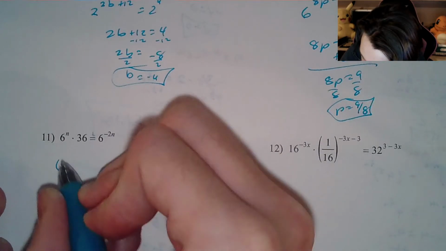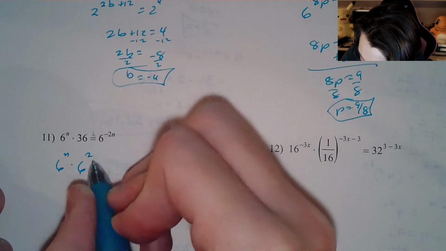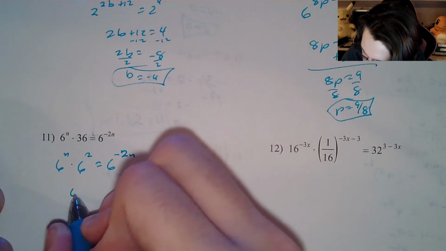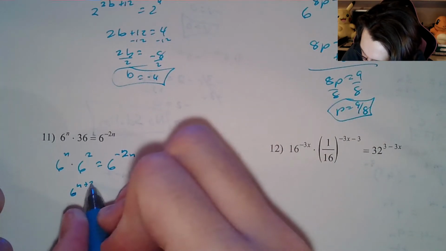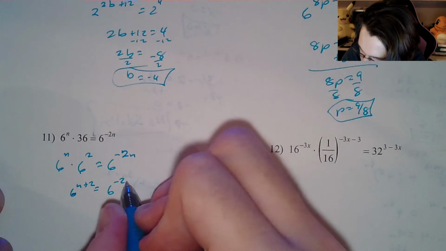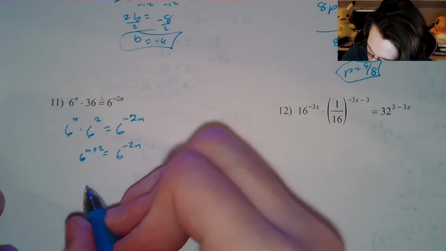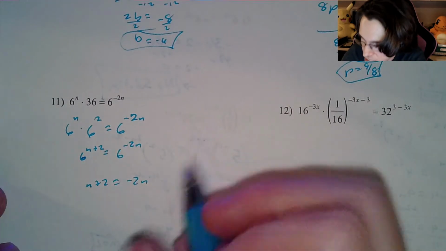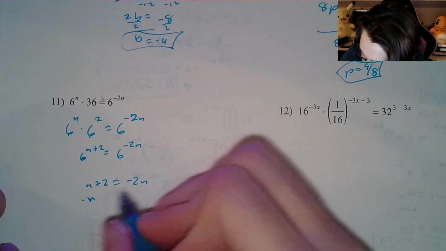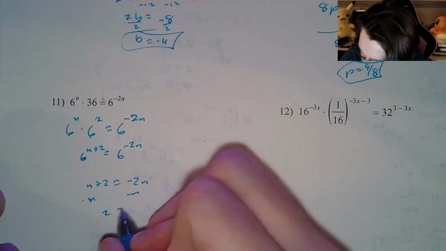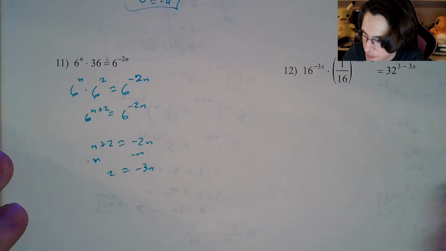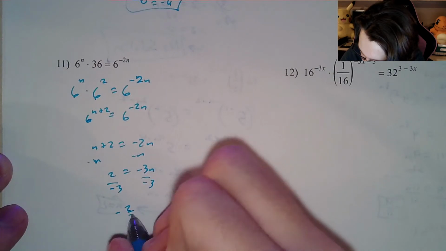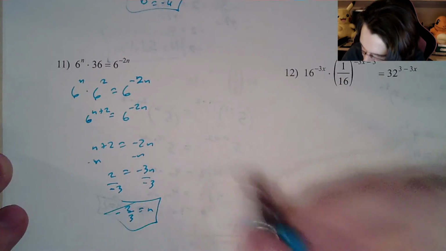Let's continue doing it. 6 to the n times 6 squared equals 6 to the -2n. So 6 to the n plus 2, adding those like terms when you add your exponents. N plus 2 is equal to -2n. Subtracting n on both sides of the equation, you get 2 is equal to -3n. And divide both sides by -3. You get -2/3 is equal to n.